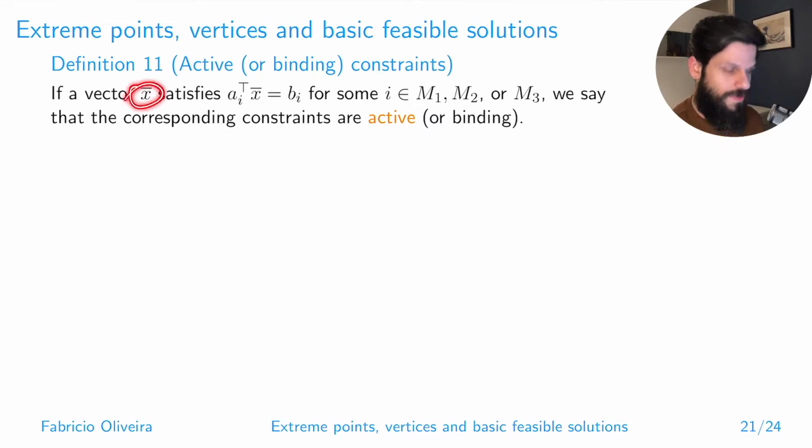So suppose we have this vector x bar, a point x, that satisfies some of the constraints with equality, for some of the indices in M1, M2, and M3. For each of those elements where that is the case, we say that these constraints are active, satisfying the constraints with equality. It's trivial for equality constraints, of course, but for inequality constraints, it might not necessarily be the case.